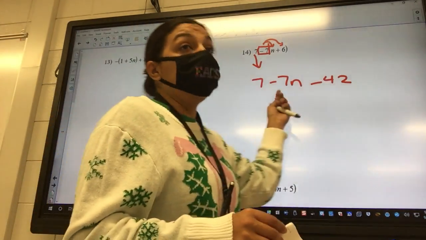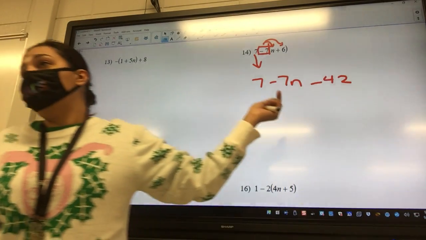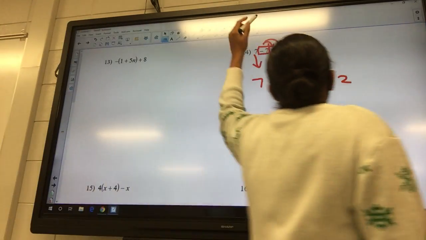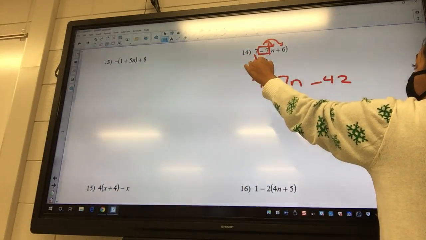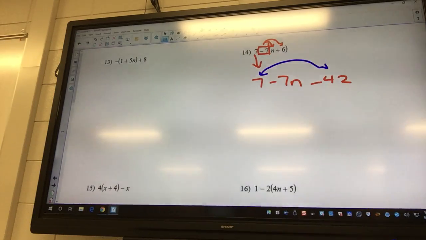If I said simply distribute, you would stop here. I said simplify each expression. That's not in simplest form. So we can combine what? The 7 and the 42. So what is a plus 7 minus 42?